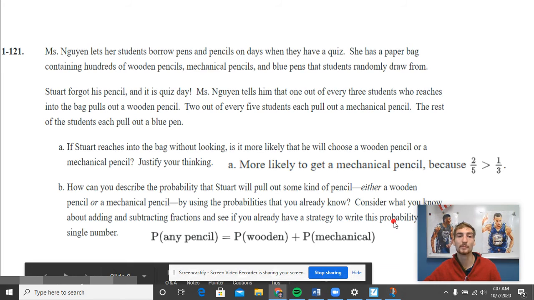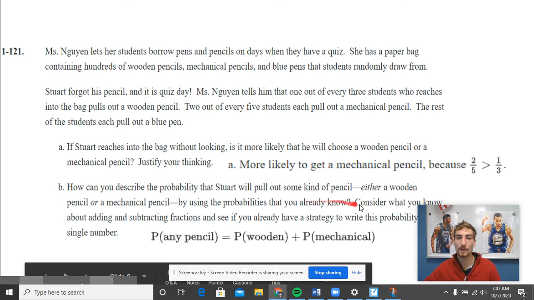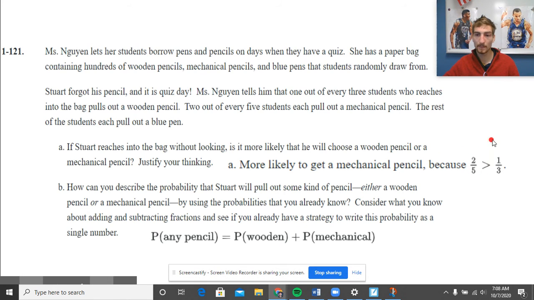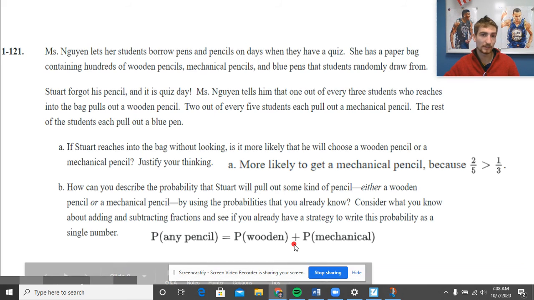how can you describe the probability that Stuart will pull some kind of pencil, either a wooden pencil or mechanical pencil, by using the probability that you already know. So again, we're going to add these two probabilities together. So I'm going to take my 2/5 and my 1/3 and add them together. Change them to 15ths. We said 6/15 and 5/15. Add those together, we get 11/15.